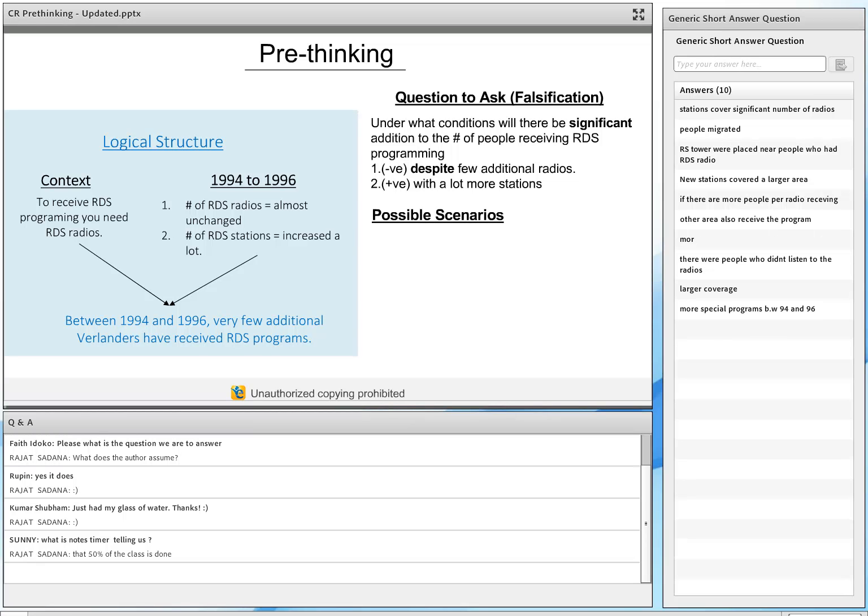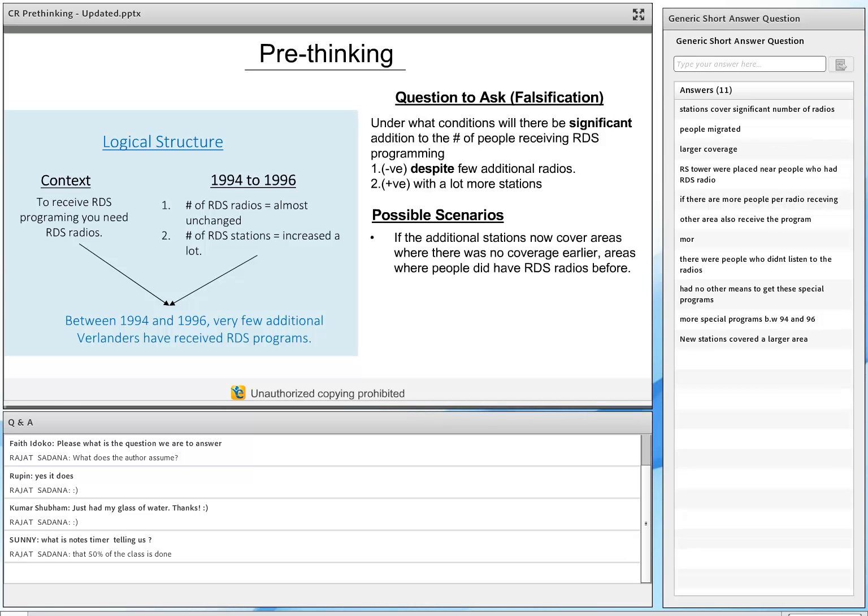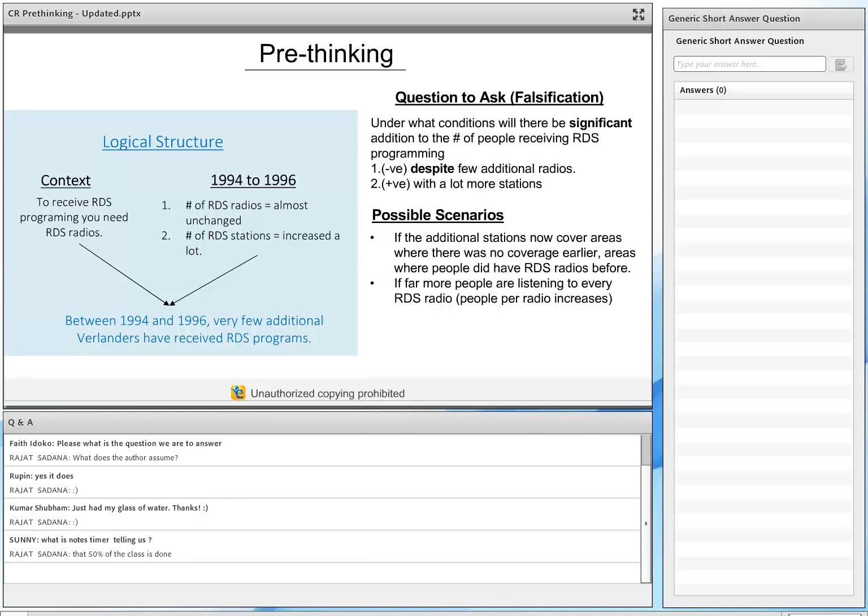There are two scenarios in which we can break this conclusion. The first one is, if the additional stations now cover areas which were not covered earlier, but where people did have the right kind of radio, or if we start putting these radios in Starbucks, so if there are far more people listening to every radio, then the number of Verlanders receiving special program information will go up tremendously. Can everyone see that under these two scenarios, the conclusion will break down?